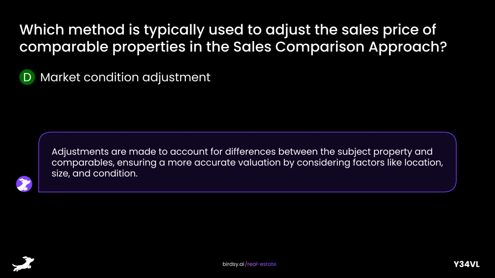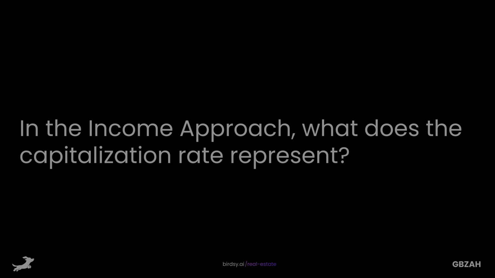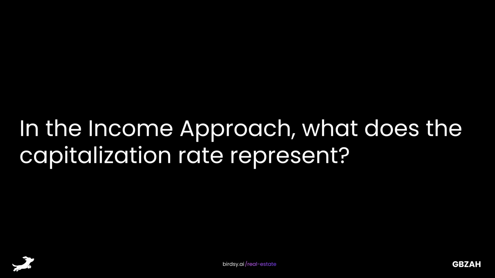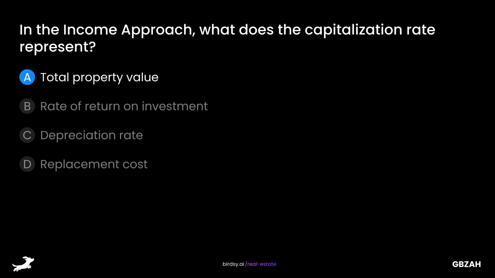Adjustments are made to account for differences between the subject property and comparables, ensuring a more accurate valuation by considering factors like location, size, and condition. In the income approach, what does the capitalization rate represent? Is it A, total property value, B, rate of return on investment, C, depreciation rate, or D, replacement cost? The answer is B, rate of return on investment.